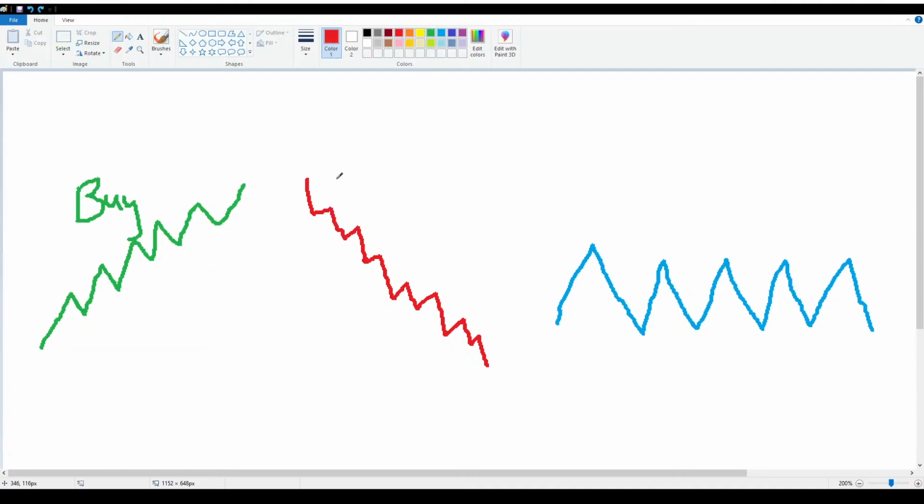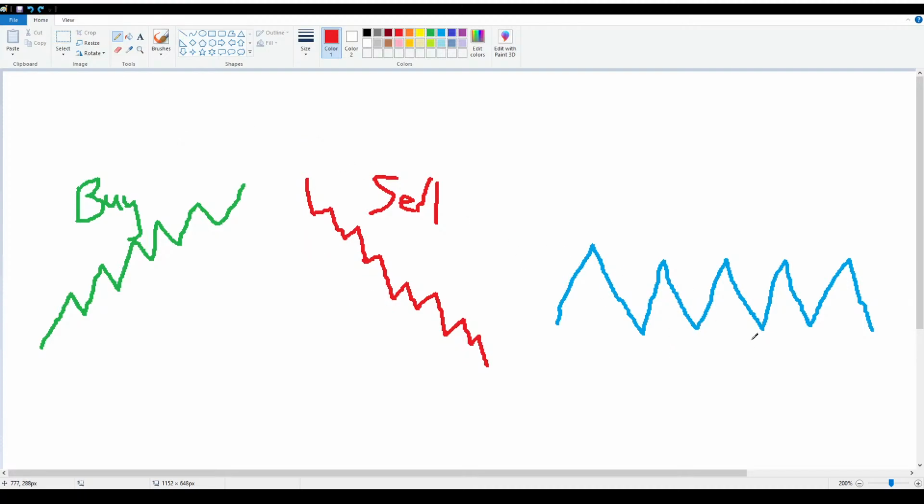And then in a downtrend, in this situation right here, we want to look for selling opportunities. So in a downtrend, we want to look for selling opportunities, okay? Because the market is making clear indications that it's going to the downside. So in a downtrend, we're looking for sell trades, okay?